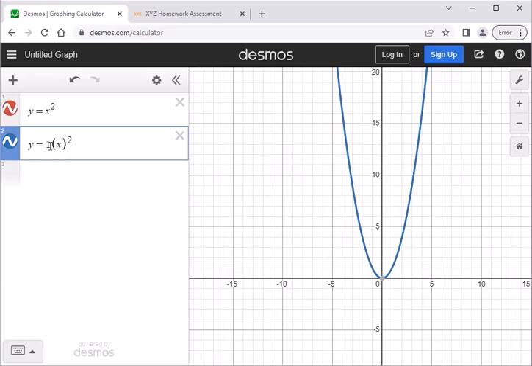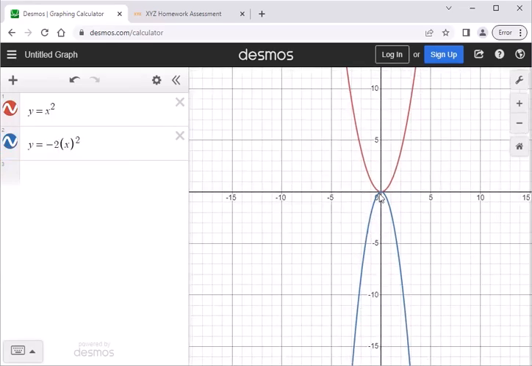Now, what about if it was negative though? What do you guys think would happen if we multiplied by a negative number? Yep, it would flip it upside down. So like if I multiply, let's say by a -2, then basically what that does is it makes the parabola skinnier, but it also flips it upside down.